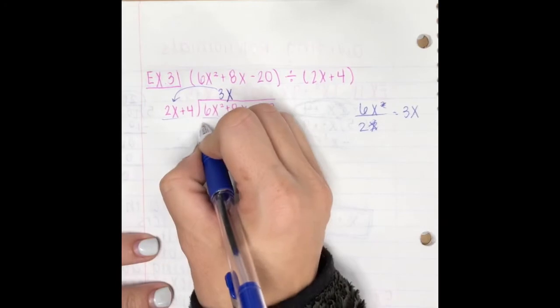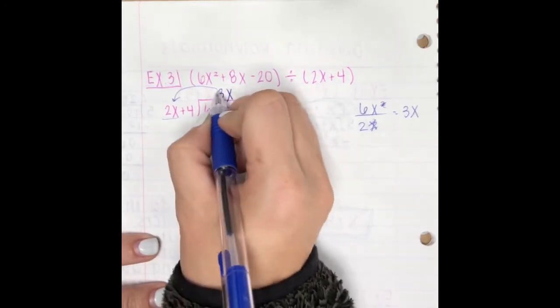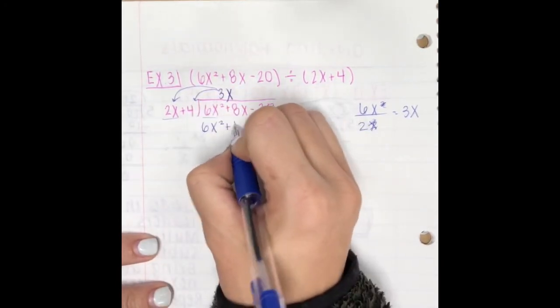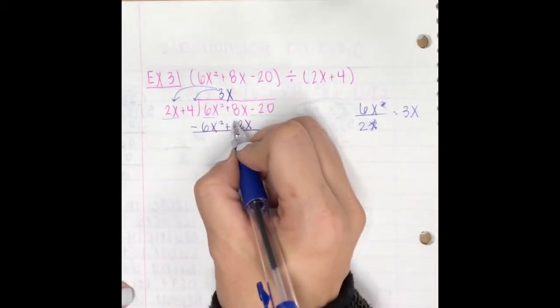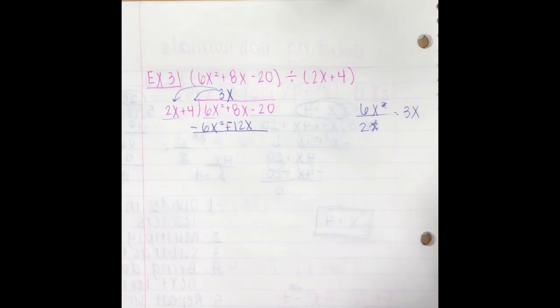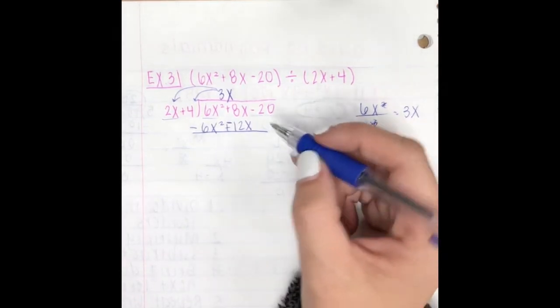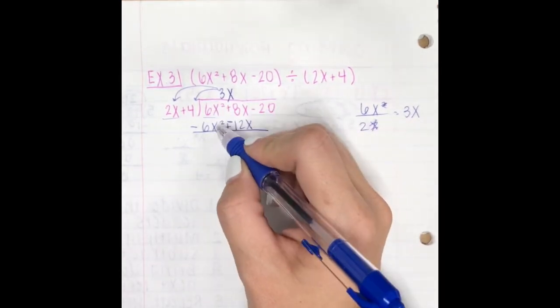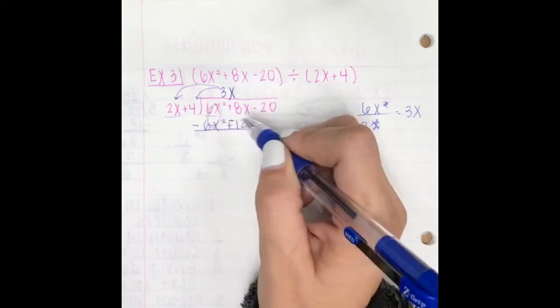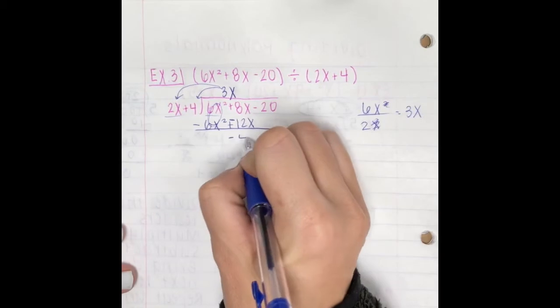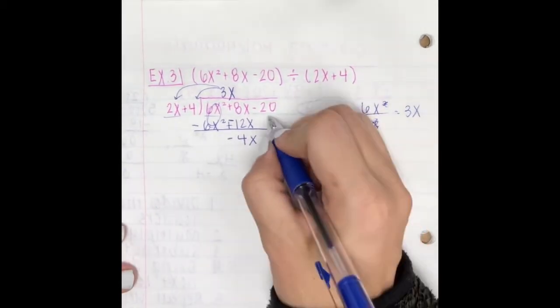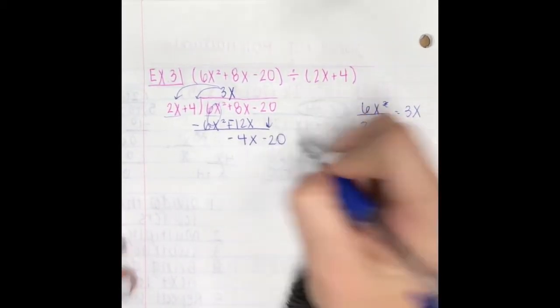Then we're going to multiply. So 3x times 2x is a 6x squared. 3x times 4 is a 12x. And the next step is to subtract. So we're distributing that minus sign to both terms. We're changing both of their signs. 6x squared minus 6x squared is 0. And then 8x minus 12x is a negative 4x. Bring down your next term.